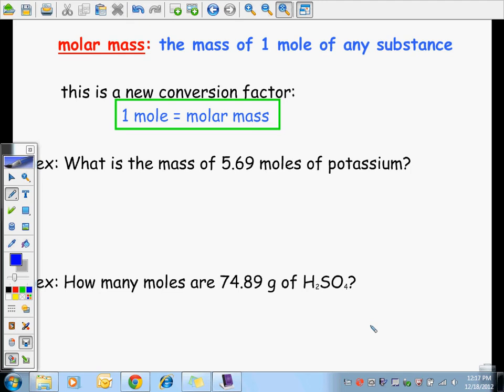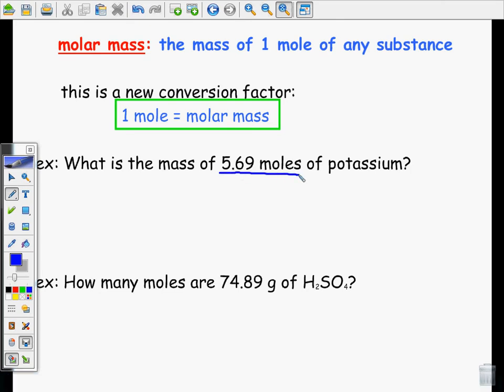So if I want to know the mass of 5.69 moles of potassium, what am I going to start with? What should I write down first? The number in the problem. 5.69 moles. And they're all going to be one step. And it says, what is the mass? Mass is measured in grams, so I'm looking for grams. Same setup. Get the units on the table.